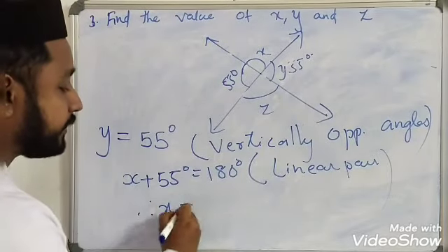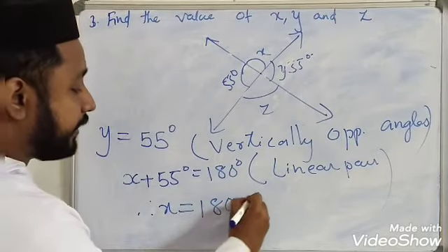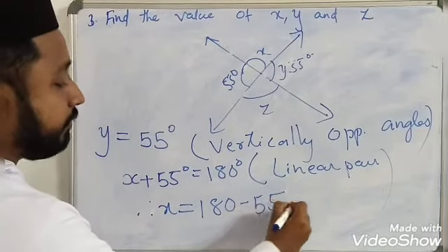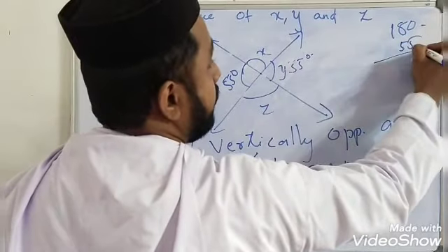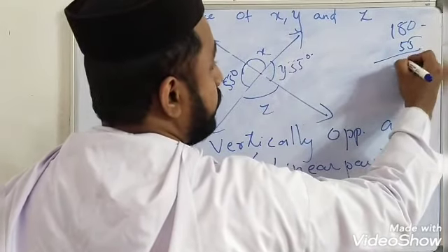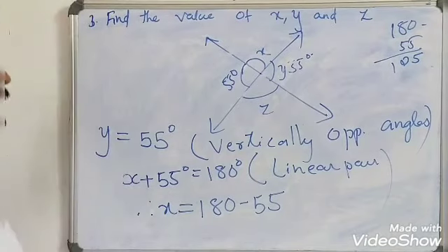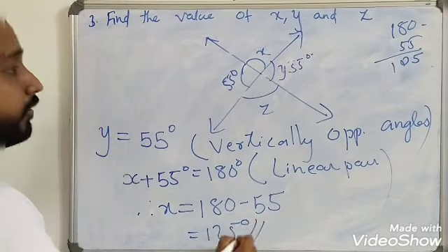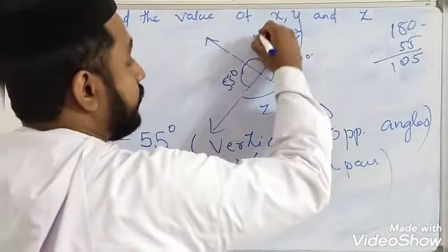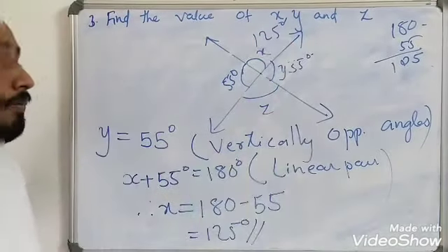Therefore x is equal to 180 minus 55. You can easily find 180 minus 55, which is 125. So it's equal to 125 degrees. So x is equal to 125 degrees.